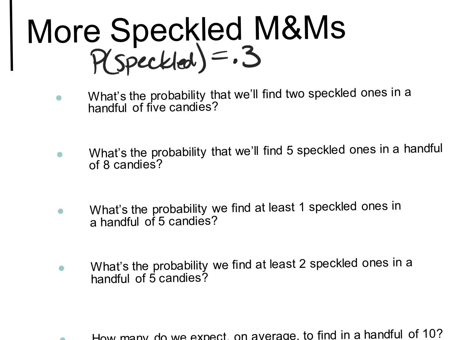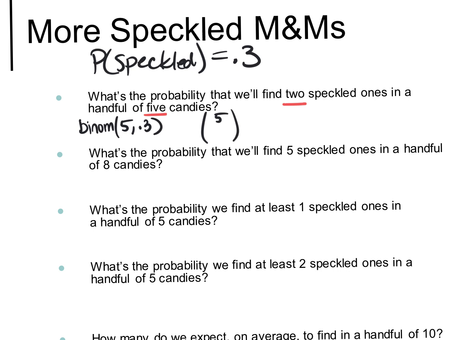So we're back to talking about the 30% speckled M&Ms. What's the probability we find 2 speckled M&Ms in a handful of 5 candies? Okay, we have a set number of trials, which is 5. That makes it binomial, with 5 trials and a probability of 0.3. We've defined our model.